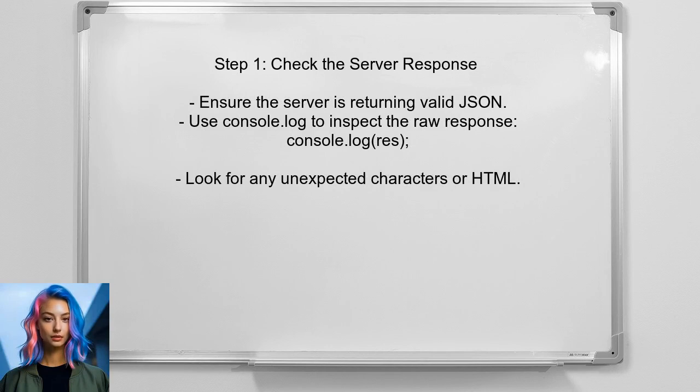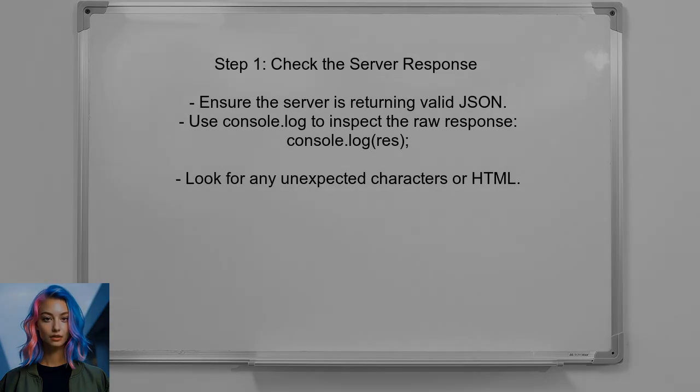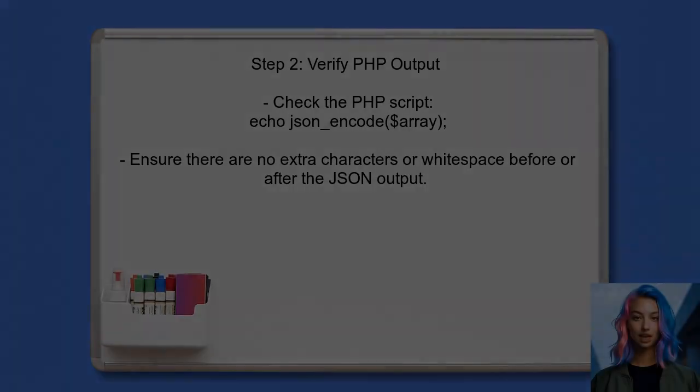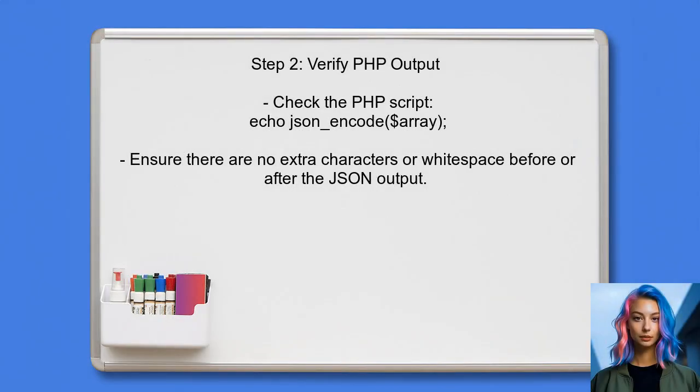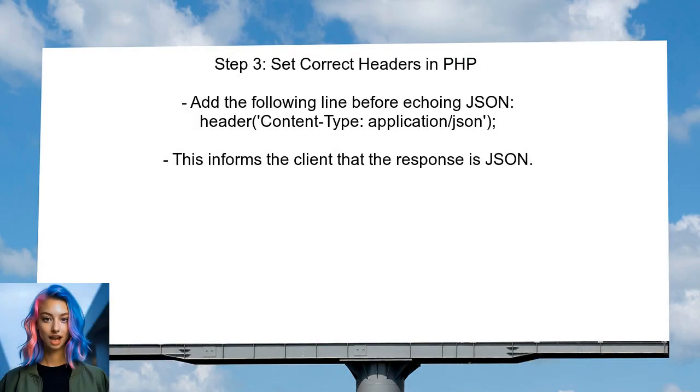The error message indicates that the response is not valid JSON. This often happens when the server returns an unexpected response. Next, the user should verify the server-side code. The user mentioned using PHP to send data. It's important to ensure that the PHP script is correctly outputting JSON and not any additional content. The user should also ensure that the correct headers are set in the PHP script. This is crucial for the client to interpret the response as JSON.